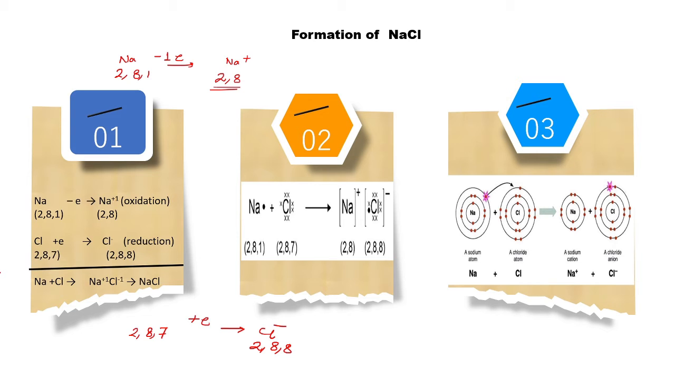There are three ways by which the formation of NaCl can be represented. The first one is the ionic equation method. The second one is the electron dot diagram, and the third one is the atomic structure diagram.